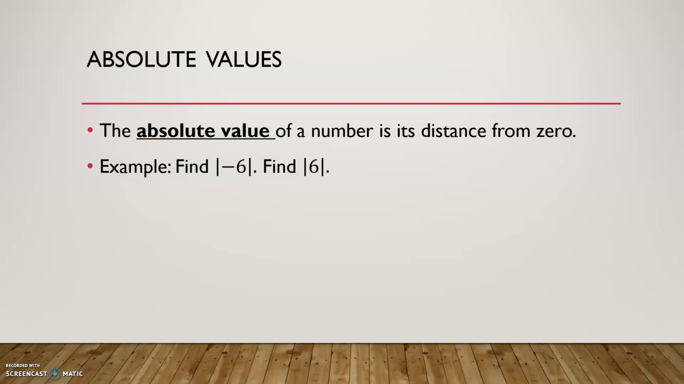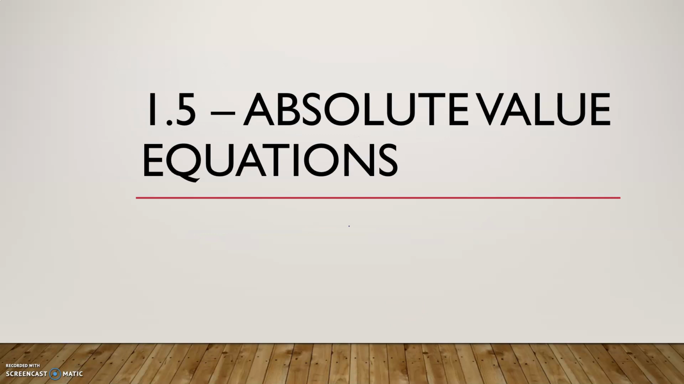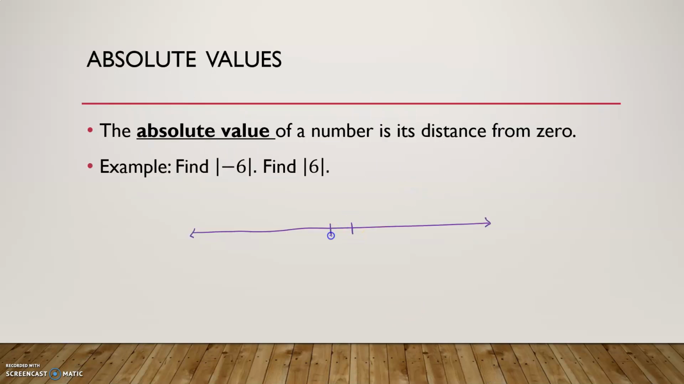But first let's review what an absolute value is. The absolute value of a number is its distance from zero. So if we think about the distance from zero, I'm thinking about a number line. And if I'm asked to find the absolute value of -6, what that means is how far away is -6 from 0? And I would put my point here and I would say it's 1, 2, 3, 4, 5, 6 away.